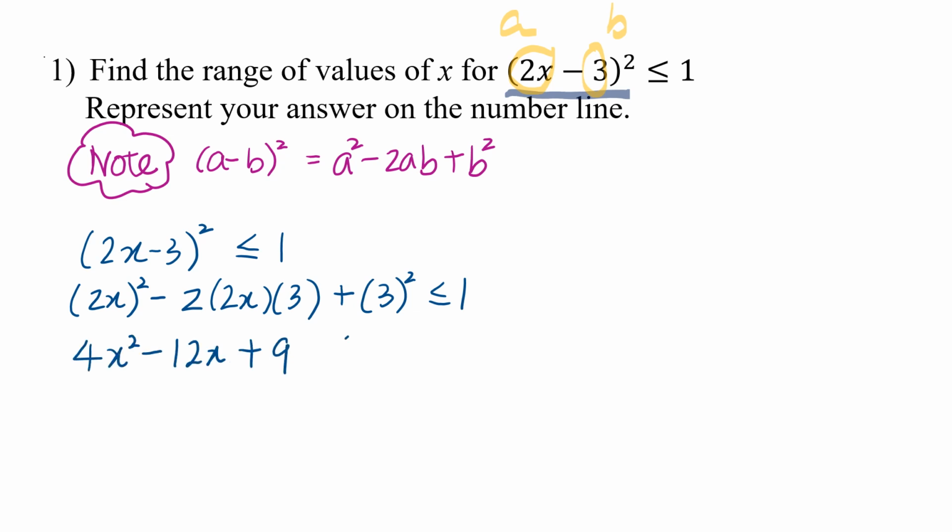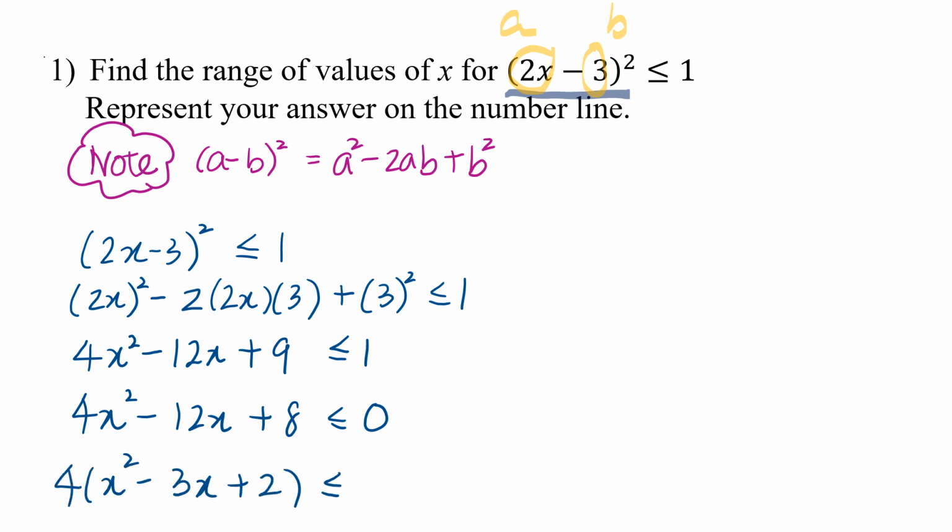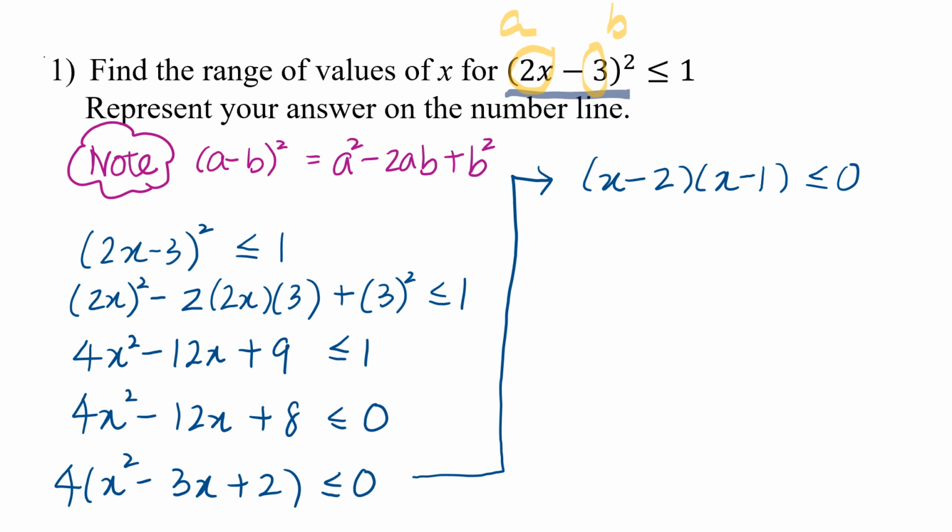Right, and then we're going to simplify, bring everything to the left hand side. And if you look at it carefully, you can actually factorize 4 out. So you divide 4 on both sides, and because you're dividing by a positive number, you don't have to change the inequality sign. Right, so you end up getting just x squared minus 3x plus 2, which is a quadratic expression, and then you can factorize it into the 2 linear factors.